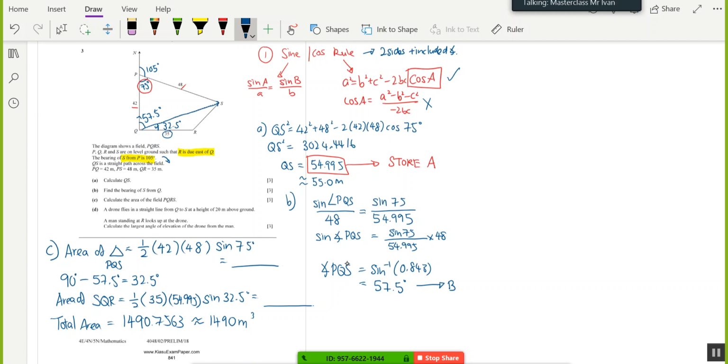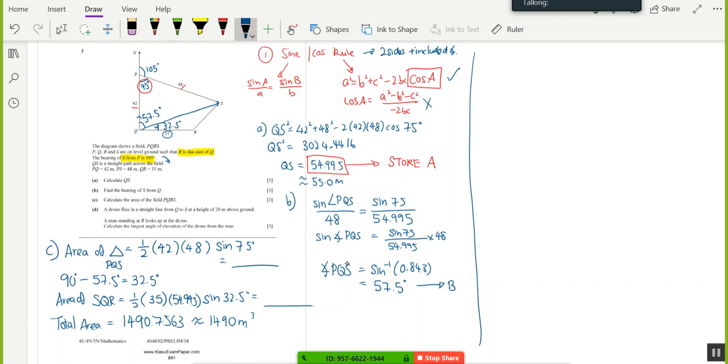Okay, Jerome, talk to me. Do you understand? Yeah, I understand. The first one, do you know why you must use sine cosine rule? The first one got A. Calculate QS. First one, find the length.